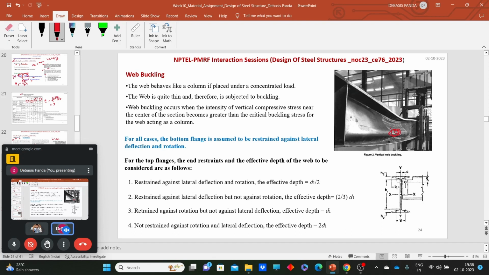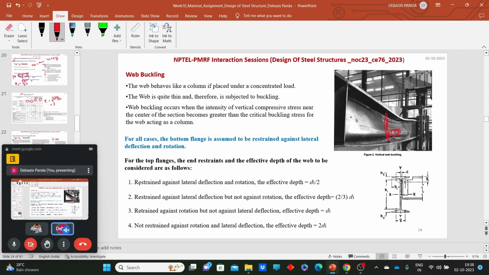So how can we reduce the tendency of web buckling? First thing, try to understand or visualize that the web will act like a column. That means the failure criterion will be governed by yielding. Generally they are thin, so there is a chance of buckling. For this web buckling, we need to consider some effective depth for the portion. So what should be the effective depth?